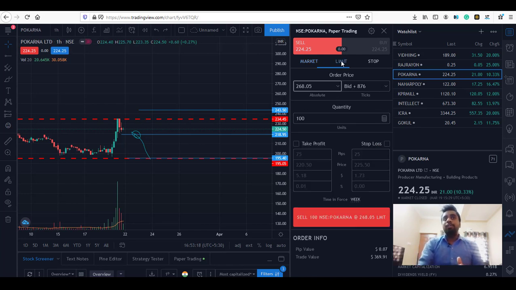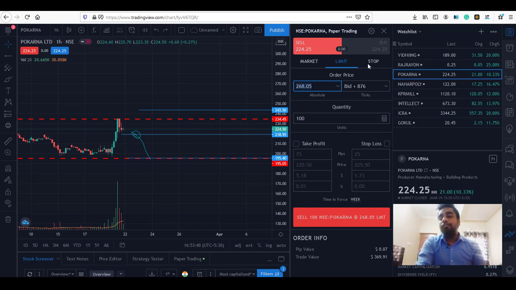Next is a limit order. In case you want to sell at a willing price, above the market price, then you need to go for a limit order. For example, you can see the market price right now, it's 224.25. So if you want to enter the trade above the current price, then you have to select a limit order.